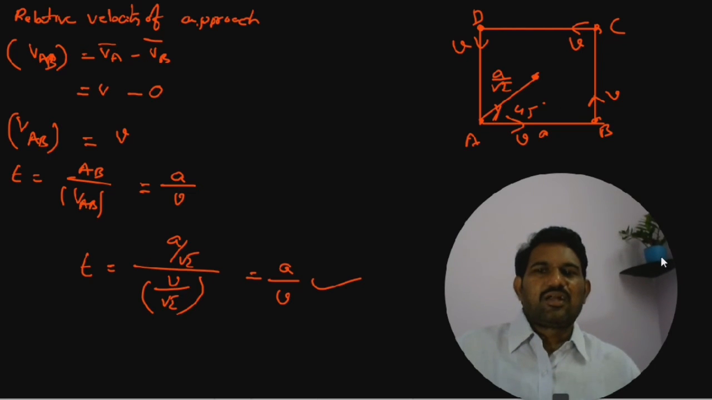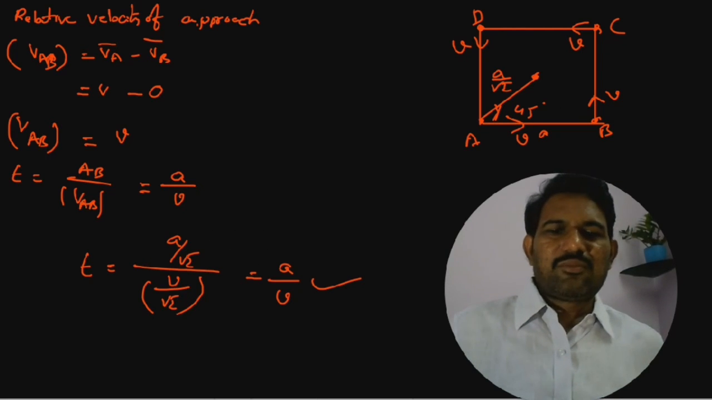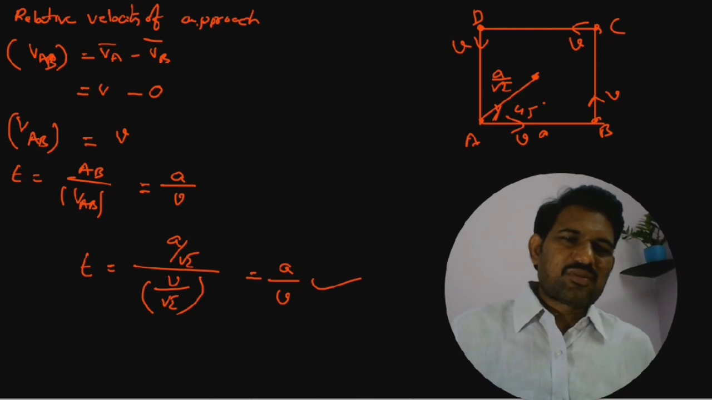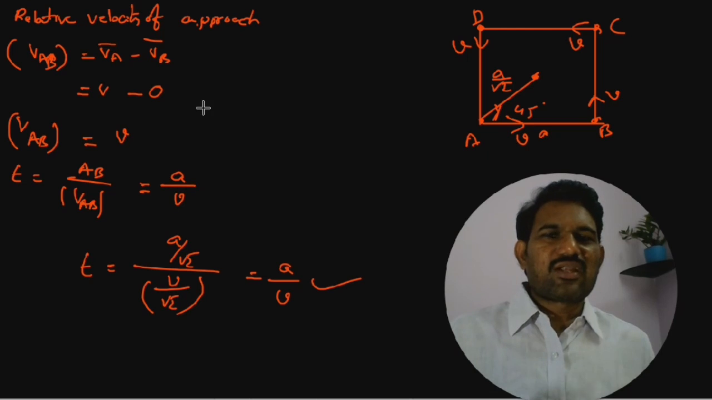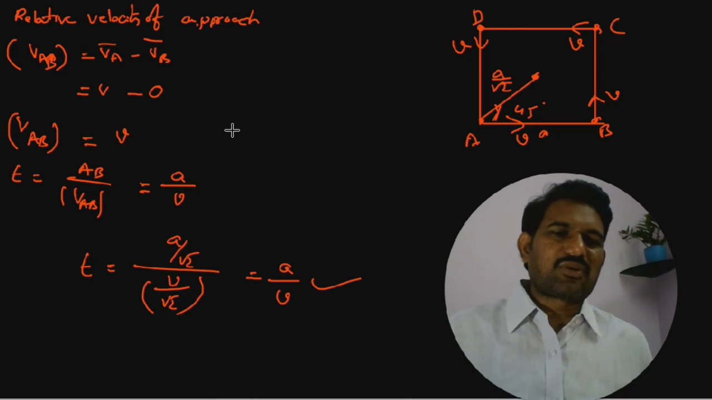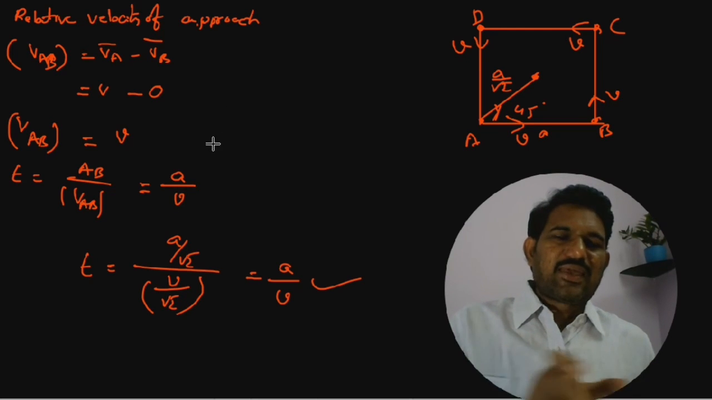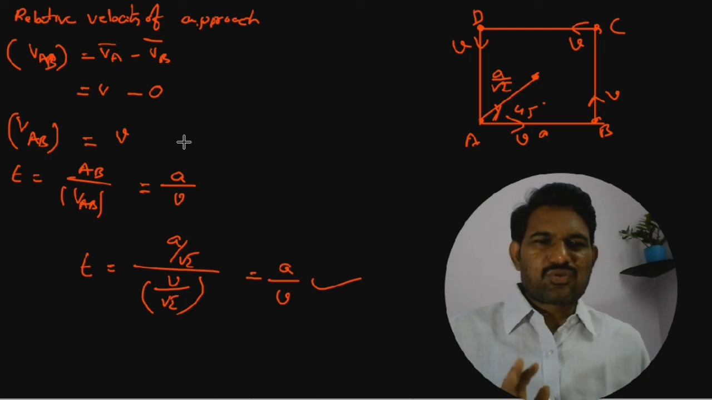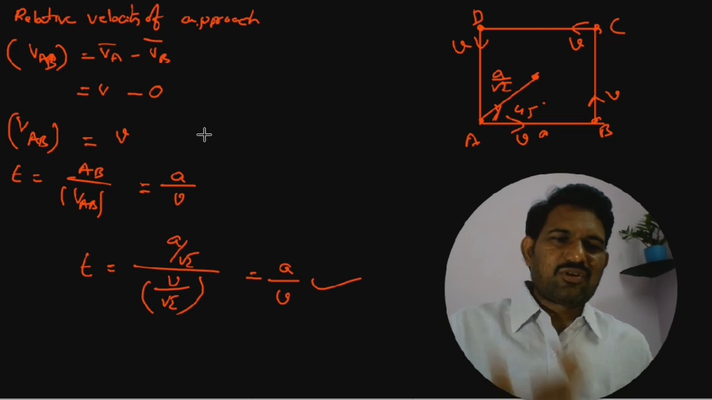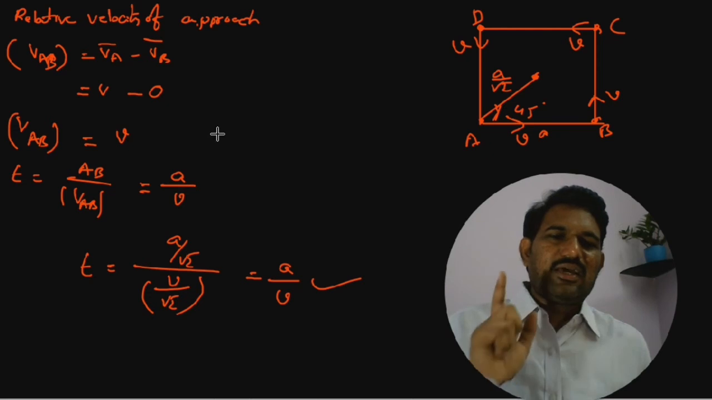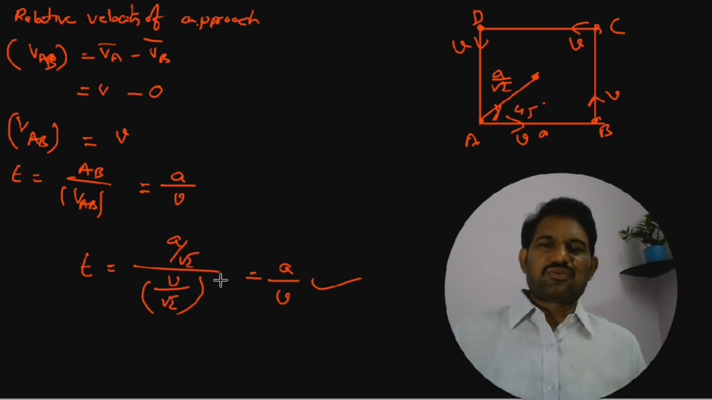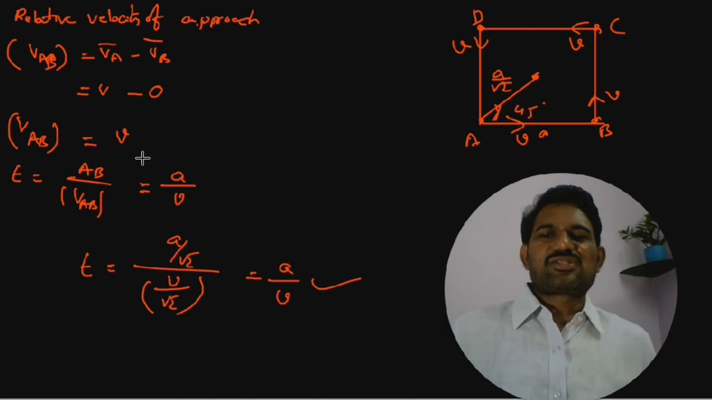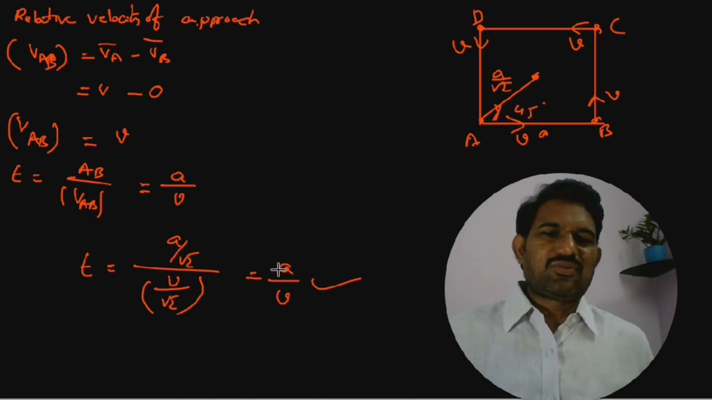There may be problems with 6 particles, or n particles. The procedure is the same. We find the relative velocity of approach of one particle with respect to the other. Remember, approach means only the component along the line joining those two particles, not the total velocity of A with respect to B. Then divide the distance AB by it. That is the simple procedure to solve these problems.